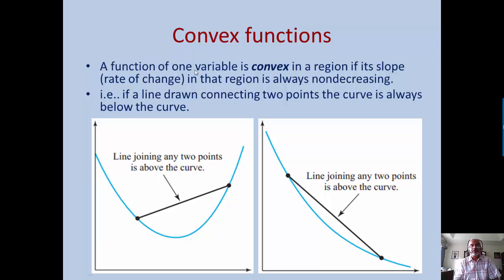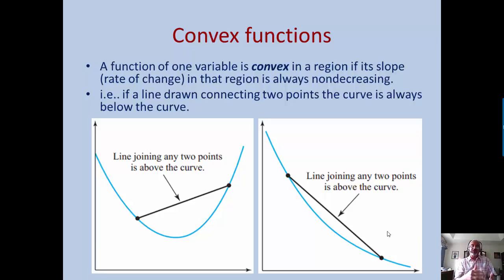A function of one variable is convex in a region if the slope, that is the rate of change, is always decreasing. In other words, an easier way of looking at this is if you connect any 2 points on the curve, the curve is always below the line. So this is one example. Here is another example. In these two examples, if you connect any 2 points, the curve will always be below the line. Okay. And if you have a function like that, that is called a convex function.